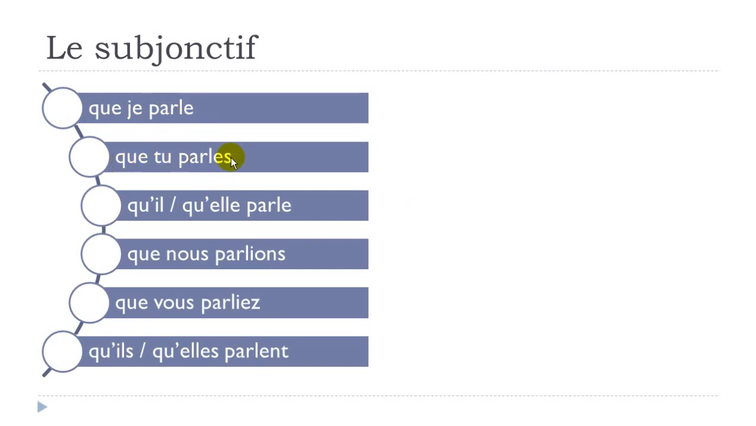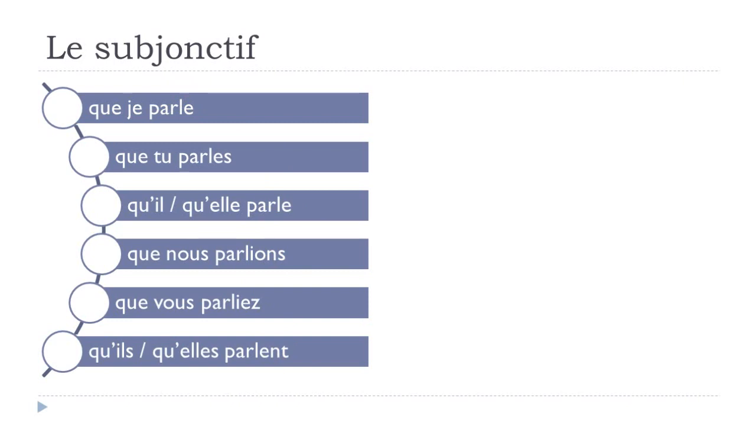Que tu parles, same thing. Qu'il parle, qu'elle parle, exactly the same thing as the present form. It's like the present form. Que nous parlions and que vous parliez, it's exactly the same thing as the imparfait. All right. So normally, and that's the thing, if you watched all the videos, especially the video concerning the present tense and the imparfait, well, you know this subjunctive form already.